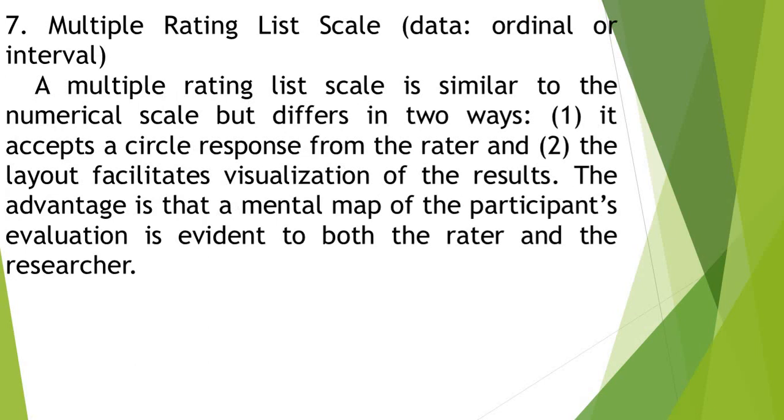Multiple rating list scale. Data is ordinal or interval. So you can have order on this, or you can have interval data. A multiple rating list scale is similar to the numerical scale but differs in two ways. It accepts a circle response from the rater, and the layout facilitates visualization of the result. The advantage is that a mental map of the participant's evaluation is evident to both the rater and the researcher.